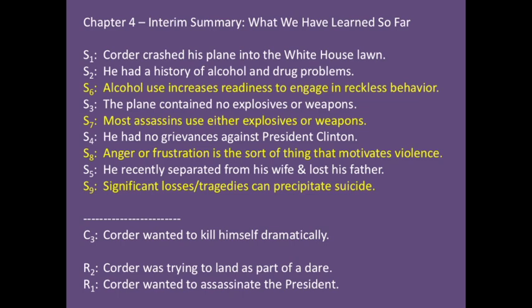Now, these pieces of information were not stated in the article, probably because they're considered so obvious that stating them is not necessary. But notice, just because stating them is not necessary does not mean that they are playing no role. They are playing a role. They are what enable us to appreciate the significance of the specific support. So when I see that the plane contained no explosives or weapons, that makes me think that Corder probably did not want to assassinate the president because I have this idea that most assassins use either explosives or weapons.